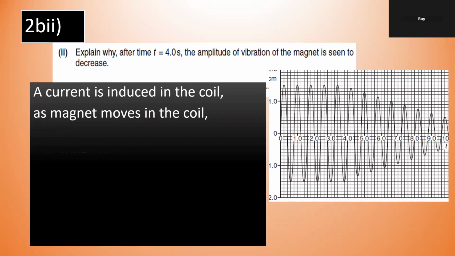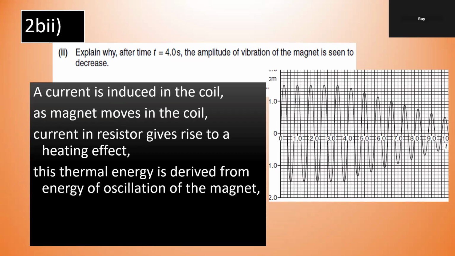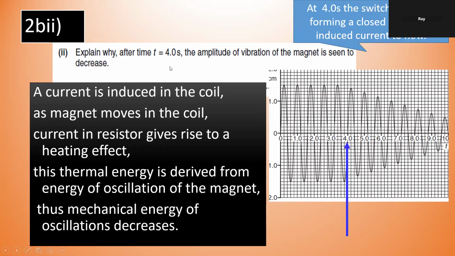As the magnet moves in the coil, current in the resistor gives rise to a heating effect. This thermal energy is derived from the energy of oscillation of the magnet. Thus, mechanical energy of oscillation decreases. Mechanical energy is converted to electrical energy as an induced current flows. So the oscillation starts to decrease in amplitude. Okay. Anything not clear? Okay, you probably have one.